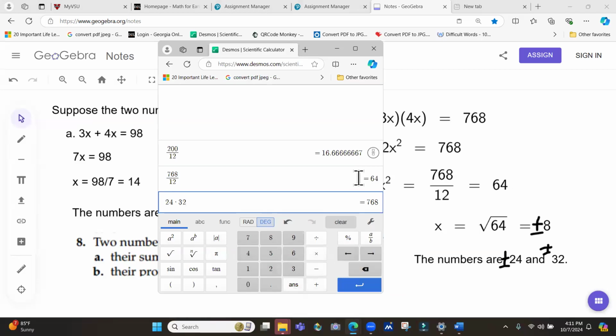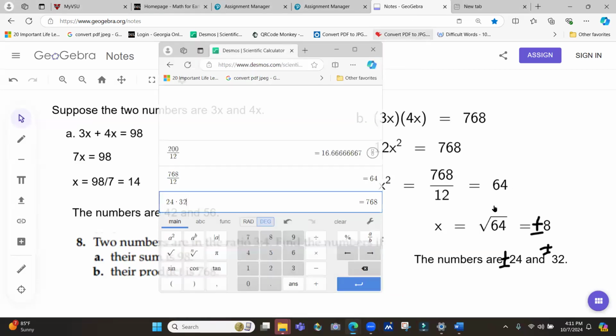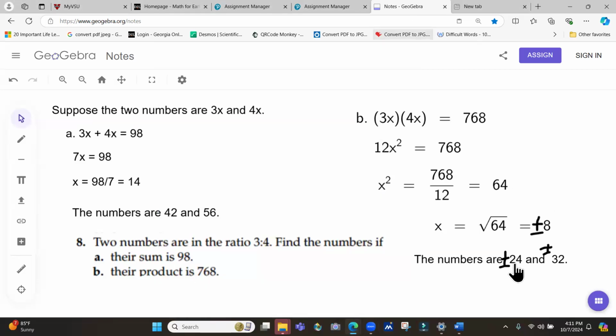Yep, 768. So I'm happy. And the ratio: 24 divided by 8 is 3, and 32 divided by 8 is 4. So the ratio also holds. So I'm happy with both answers. So the answer to part B is either 24 and 32, where both are positive, or negative 24 and negative 32, where both are negative.